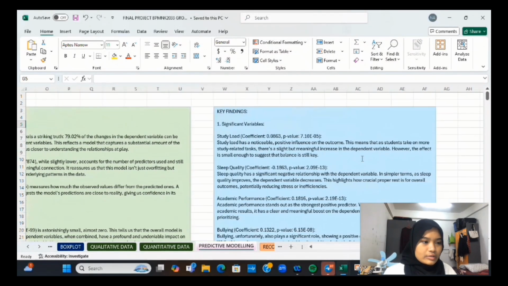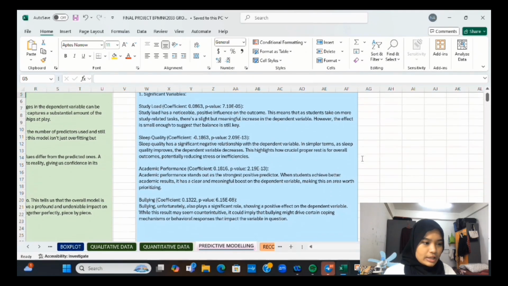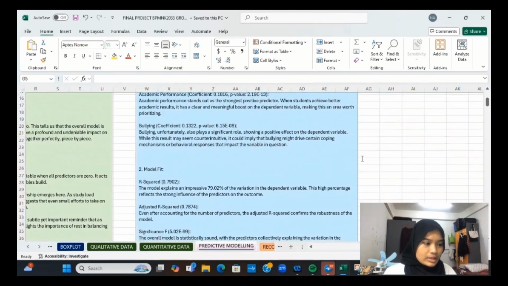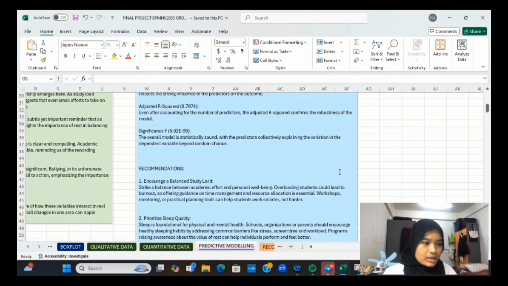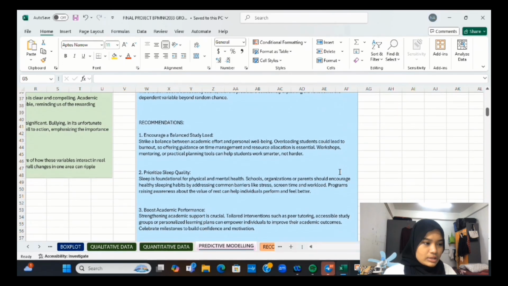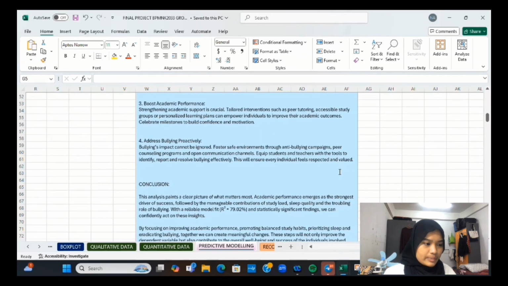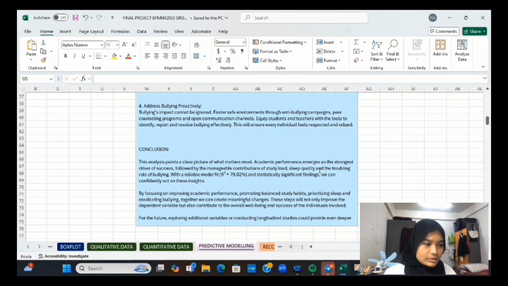And then we have the key findings of the significant variables of study load, sleep quality, academic performance, and bullying. Second, we have the model fit that contains R-squared, adjusted R-squared, and significance. Next, we have the recommendations, which are to encourage a balanced study load, prioritize sleep quality, boost academic performance, and address bullying proactively. So we also have the conclusion of this data.